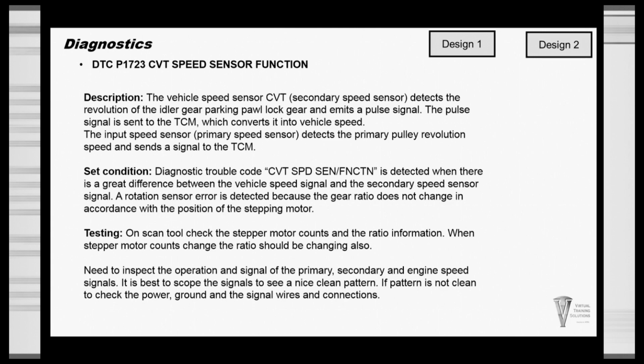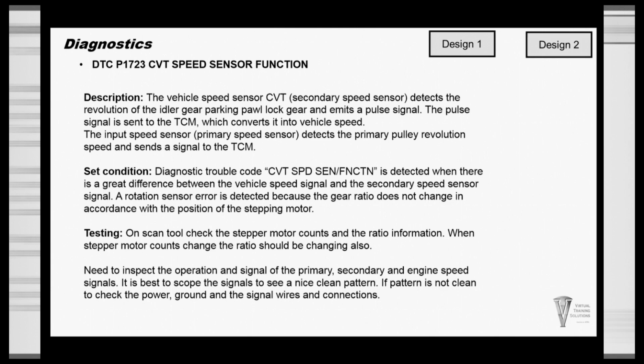So this is basically like the last code, vehicle speed. The difference here is they are looking at the stepper motor. They're changing the steps in the stepper motor, which should change the ratio, and it's not detecting the speed change.